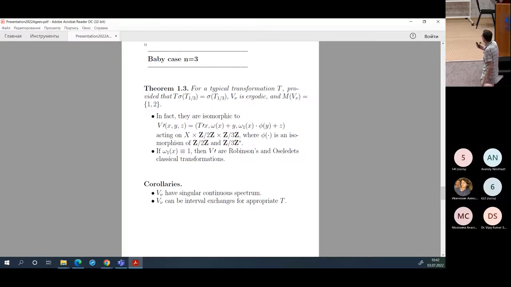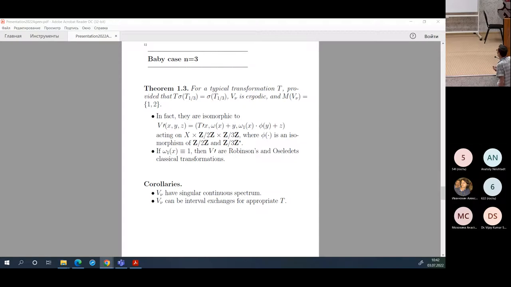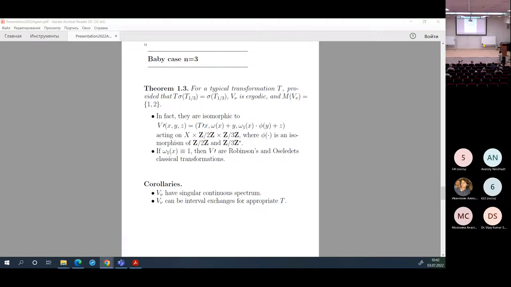But the less interesting case is n equal to 3, the baby case. In this case, it happens that for a typical transformation with certain restrictions, as I said, to get that the new measure will be invariant with respect to T cross T, we get that V has a sufficiently standard, classical structure. It's just Robinson-Sutcliffe's classical dynamical system transformations, the same with this theory with unusual spectral properties. It's just classical. So we have a lot of dynamical systems.